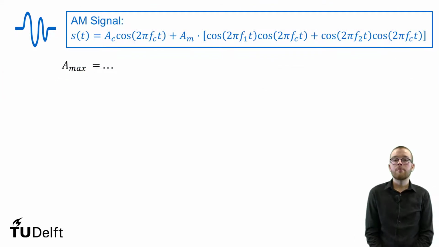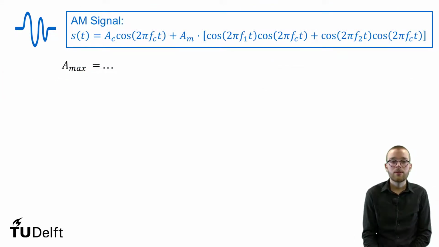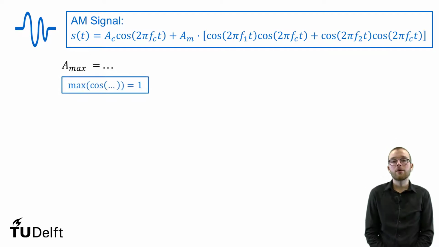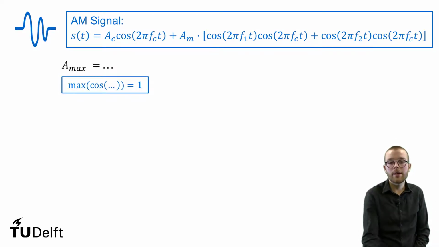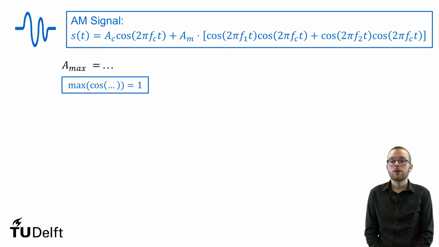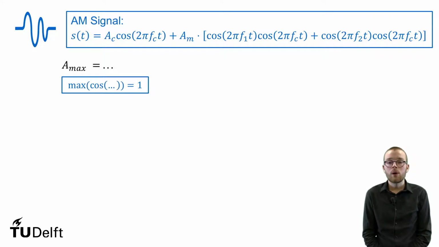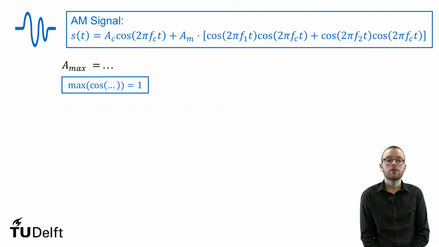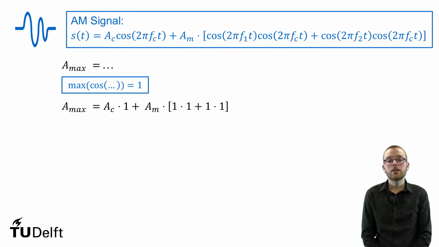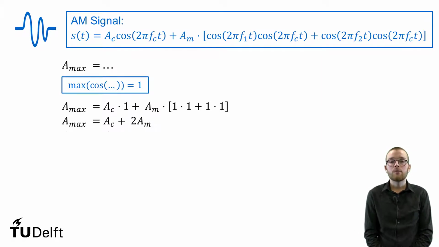Next, let's determine the maximum amplitude of our AM signal. Remember that the maximum value of any cosine is 1. We can thus replace our cosines in our AM signal with 1 in order to find the maximum amplitude. Rewriting this equation allows us to find that the maximum amplitude is given by AC plus 2 times AM.